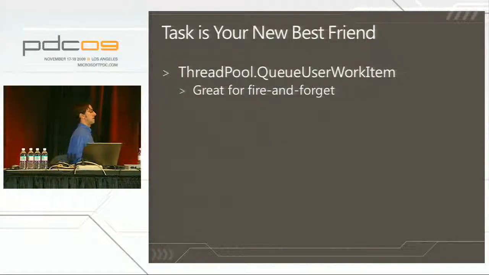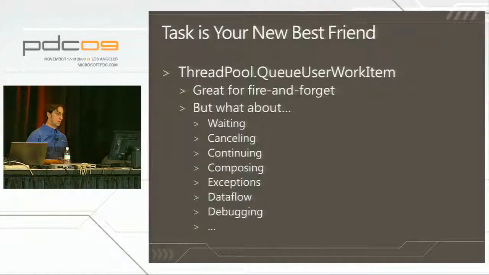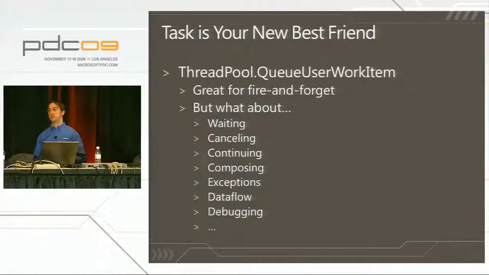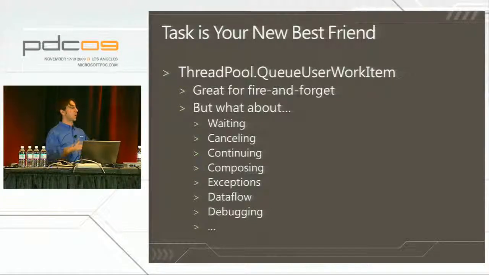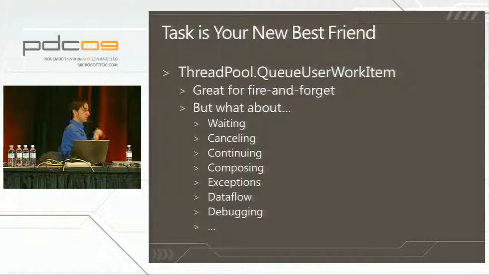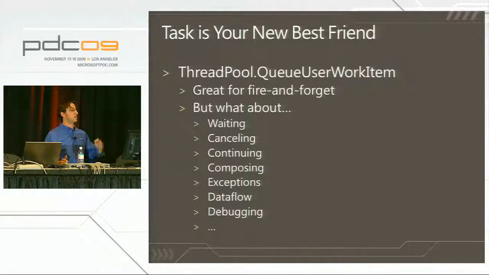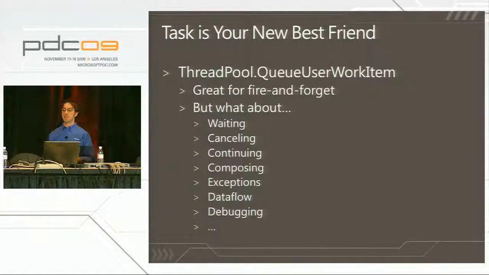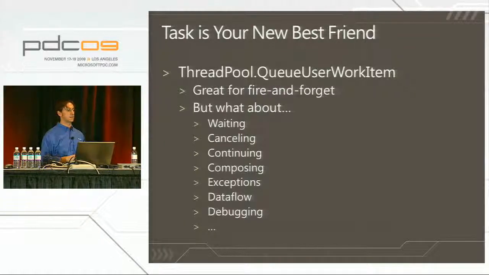However, it's often the case that we want to do additional stuff. We might want to wait for this work to complete. We might want to cancel it. We might want to do something when it's done. We might want to take a whole bunch of operations that we queued up to the thread pool and do something when all of them are done. We want to deal with exceptions. We want to be able to flow data between operations. We want to be able to debug this stuff, see what was scheduled into the thread pool that hasn't run yet. ThreadPool.QueueUserWorkItem doesn't provide any of that. However, the new Task class does.